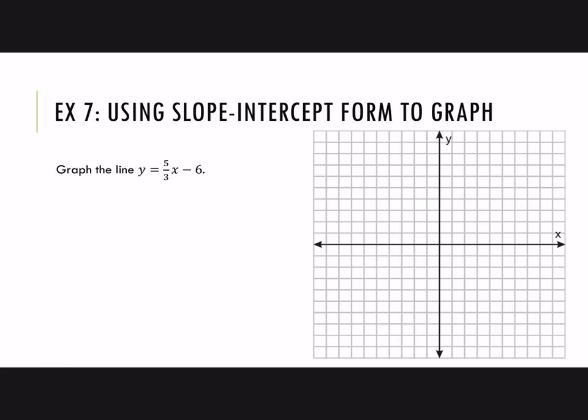Alright, using slope-intercept form to graph. So I know the slope. And then here's my y-intercept, or b. So I'm going to begin at the y-intercept, so I would plot negative 6 on the y-axis. And remember that that's the point (0, -6). And then I would use the slope to move from there to a second point on the line. So slope is rise over run, or the change up and down, and then the change side to side.